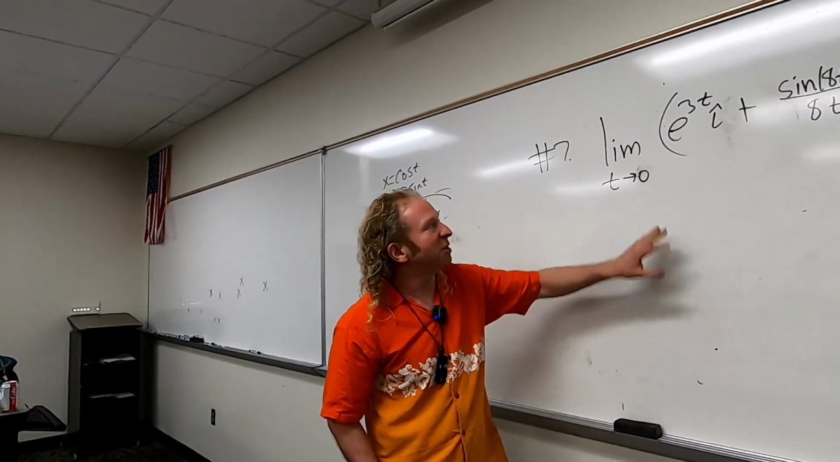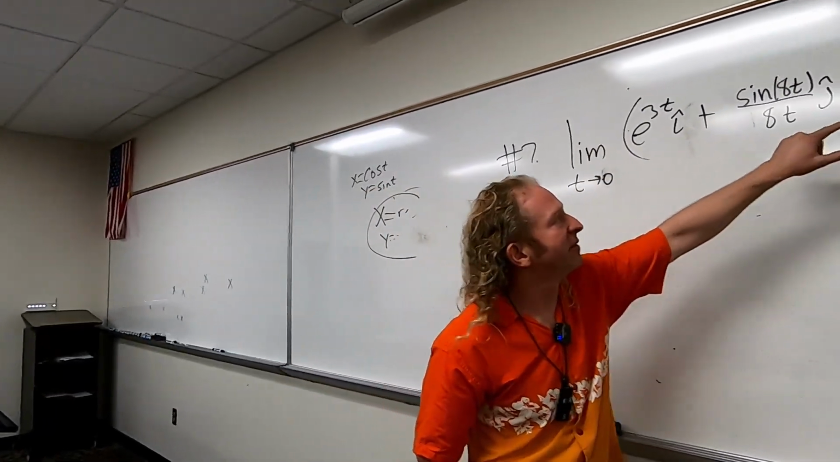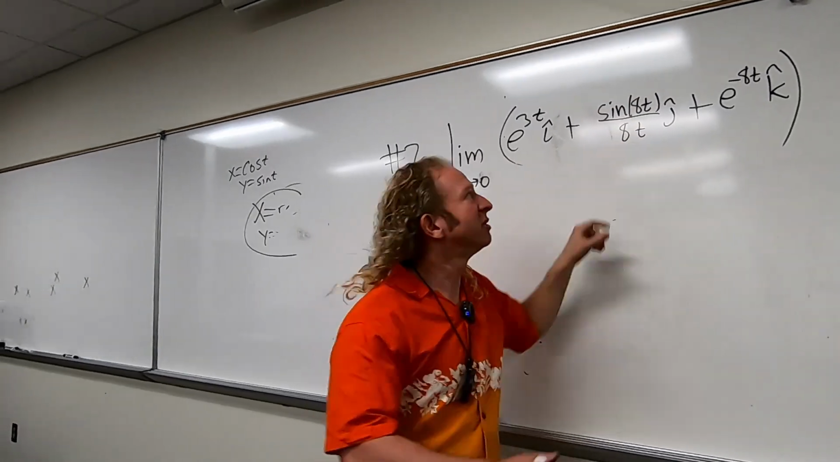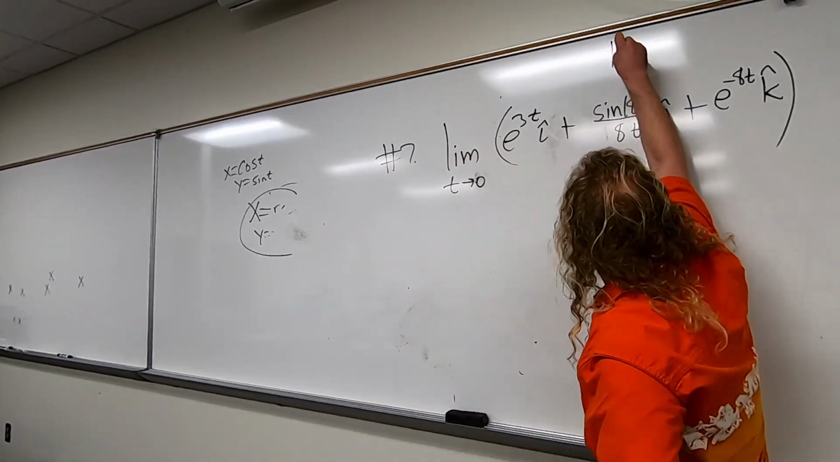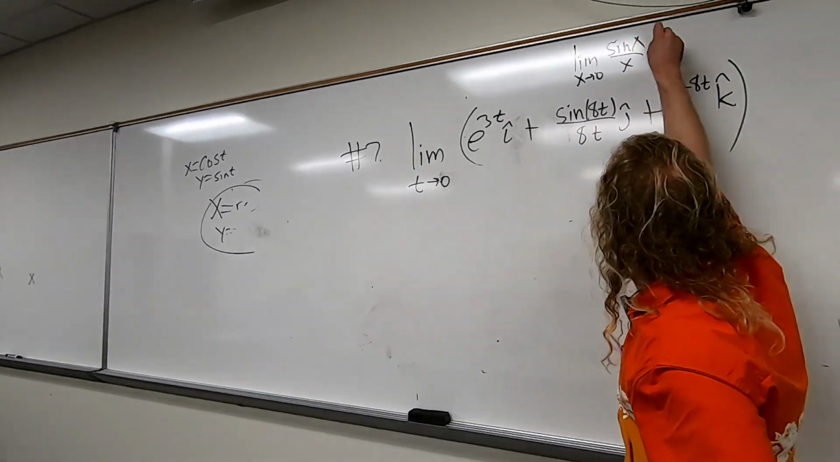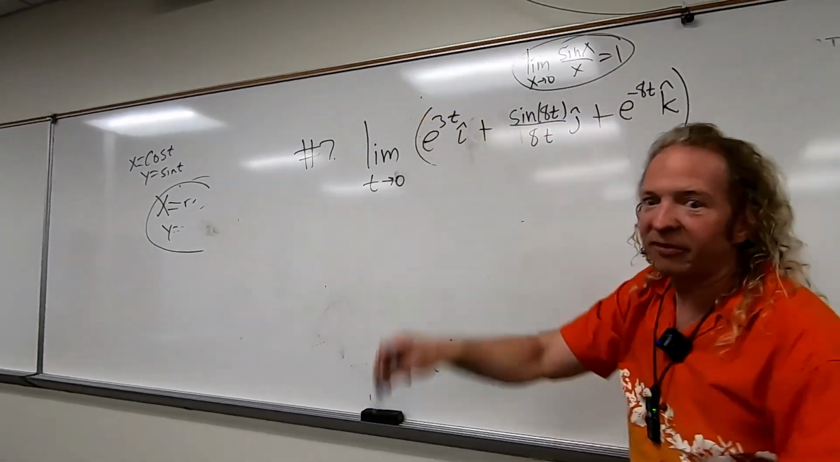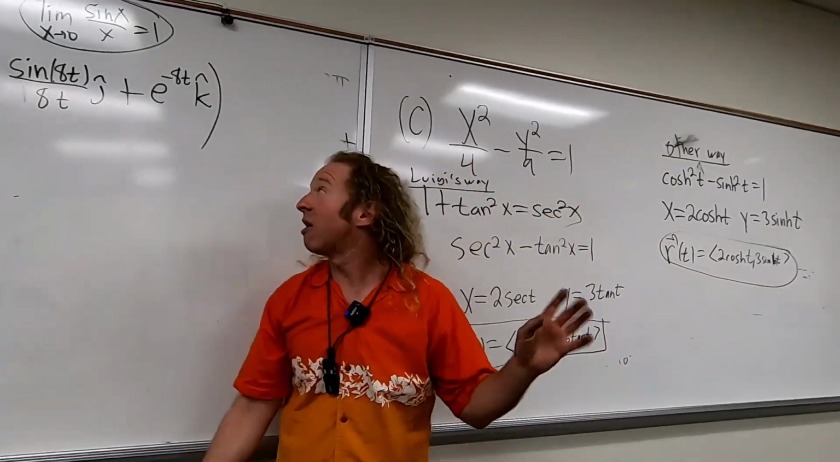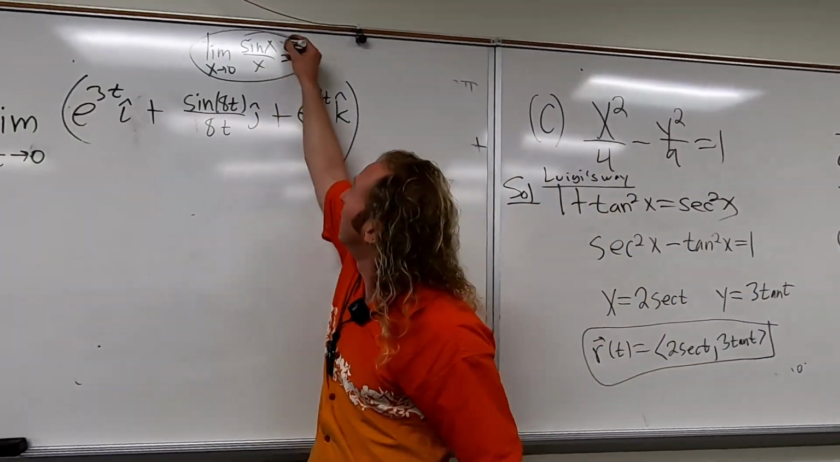So you just take the limit of each piece. Take the limit of this, limit of this, and limit of this. Now, this limit is 1. This is a limit from Calc 1. If you have the limit as x goes to 0 of sine x over x, you get that. Remember that? No, it's not squeeze theorem. It's just a formula.